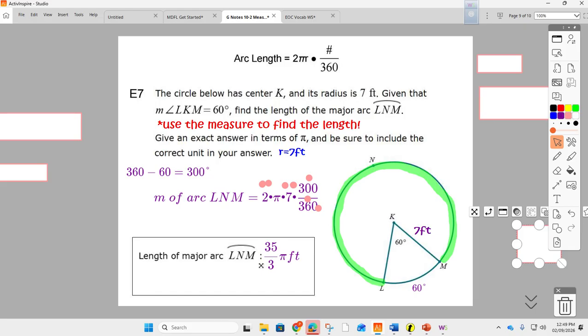I don't care if you use improper fraction or the mixed number. Probably the mixed number is better in this real world situation because that's how we talk, right? We wouldn't say 35/3 pi feet. We say 11 and 2/3 pi feet. Probably more likely, right? Anybody have a question how to get that on your calculator?